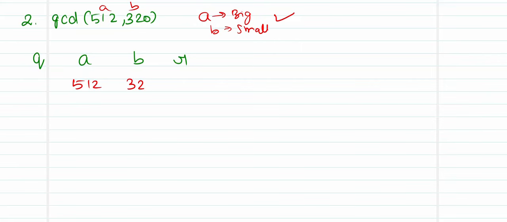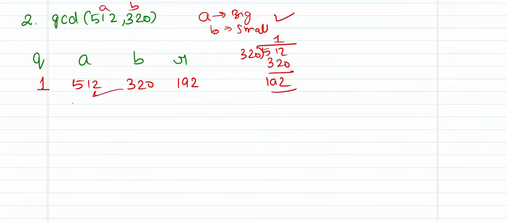512, 320. When 512 is divided by 320, how many times does it go? It goes one time, and when I have 320, it leaves a remainder of 192. 192 is entering here, and the quotient is going to be equal to 1. Remainder non-zero, so swap the numbers. 320 and 192 enter here.